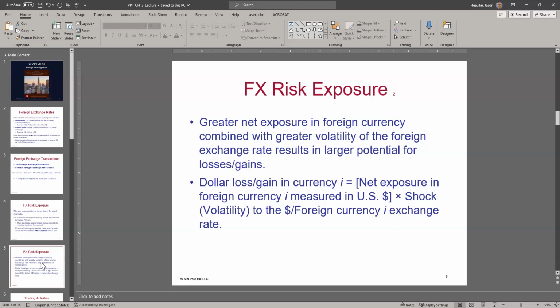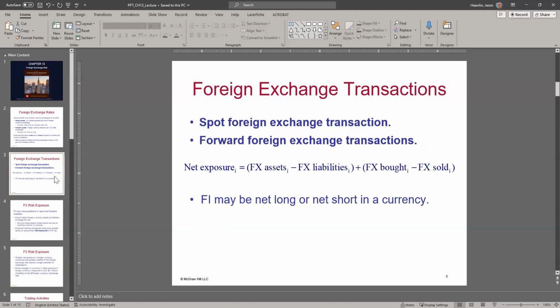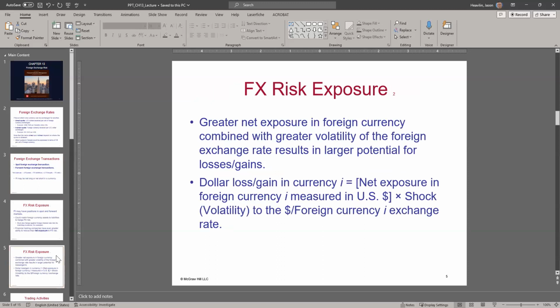So greater volatility, right there in the middle of the sentence. It's a keyword that when a finance person sees that, greater volatility means greater risk. Greater risk means larger potential for losses and gains. Okay. And that's what it is. So the net exposure that we calculated here is another form of risk. Of course, the higher this is, the higher the risk you have.